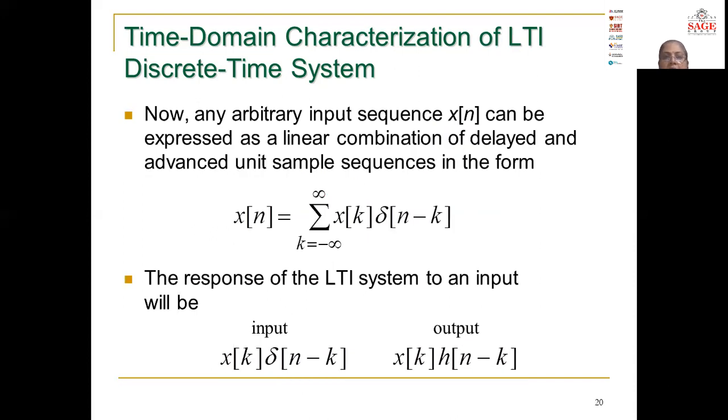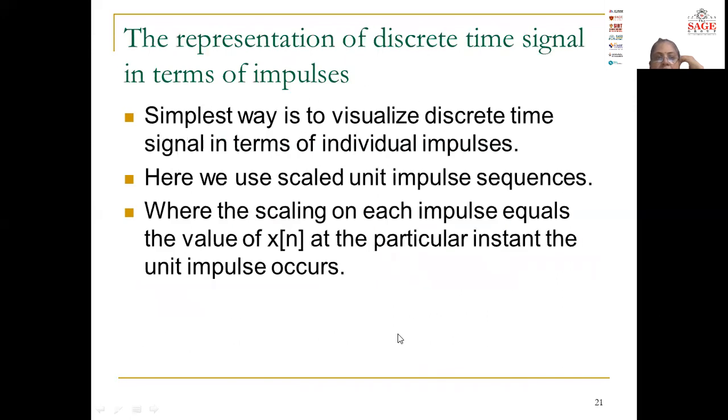Now, any arbitrary input sequence x[n] can be expressed as a linear combination of delayed and advanced unit samples. So we express it as x[n] equals the summation over k from minus infinity to plus infinity of x[k] multiplied by the shifted impulse. The response of the LTI system to the input will now be given by the following equation.